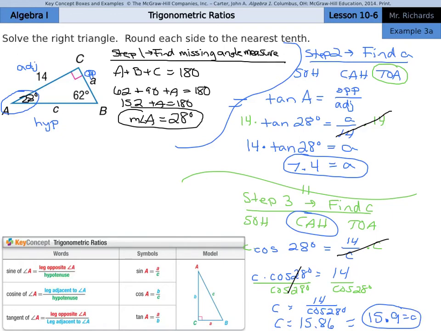So step 1, find your missing angle measure. And then your second and third steps are to use your trigonometric ratios in order to find the missing lengths.